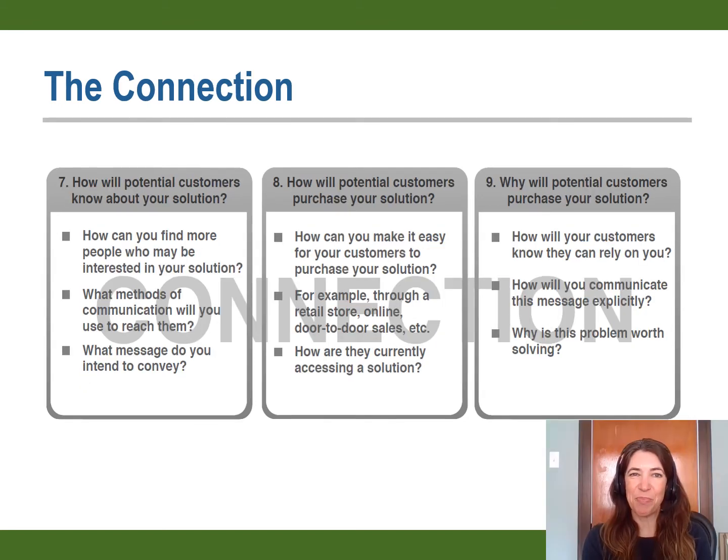Thanks, Nick. The final section of the Canvas, the connection, looks at how you will connect with customers. The second question in box 7 asks, what methods of communication will you use to reach potential customers? Another way to think about this question is, what advertising will you use to reach potential customers? This question is important because you have to understand the best way to connect with potential customers.